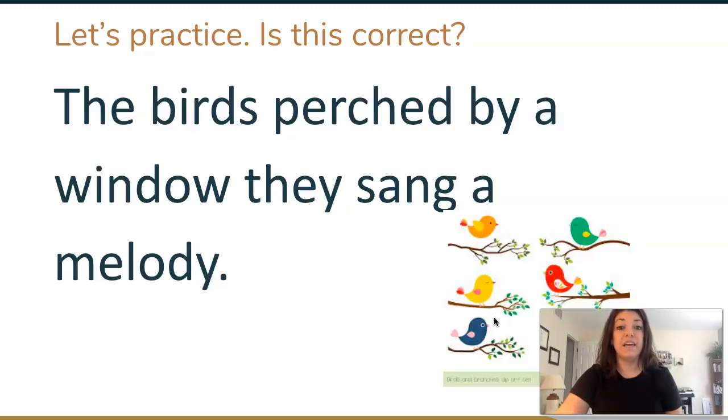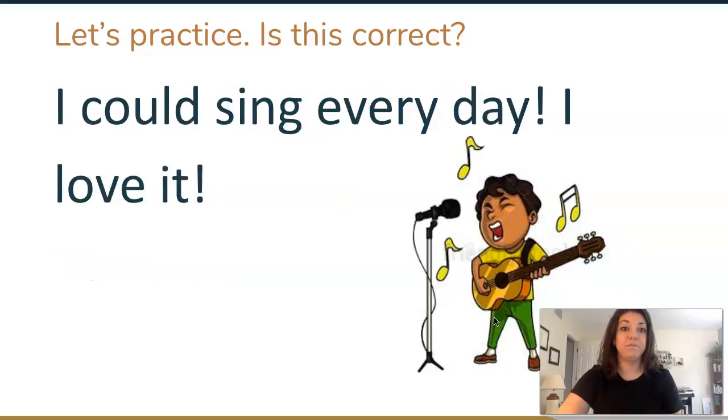Let me read it again, and I want you to decide where we should put the period. The birds perched by a window, they sang a melody. After which word should we put the period? If you said after the word window, you're correct. It would read, the birds perched by a window, period. They sang a melody. That would be correct. That sounds better.